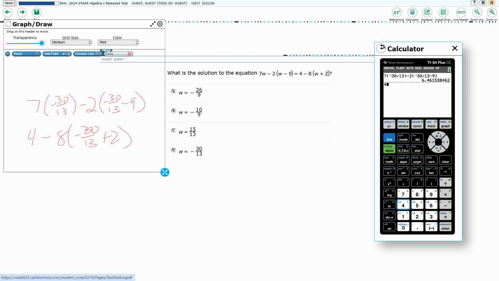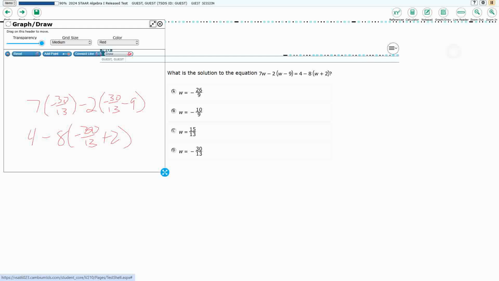All right, let's see what the other one is. I've got a 4 minus 8. And I've only got a negative 30 over 13 on the right side of the equation. I'm going to add that to 2. And what do we get? The exact same. So it's going to be a very difficult decimal. We can use our calculator, but we just double checked our work.